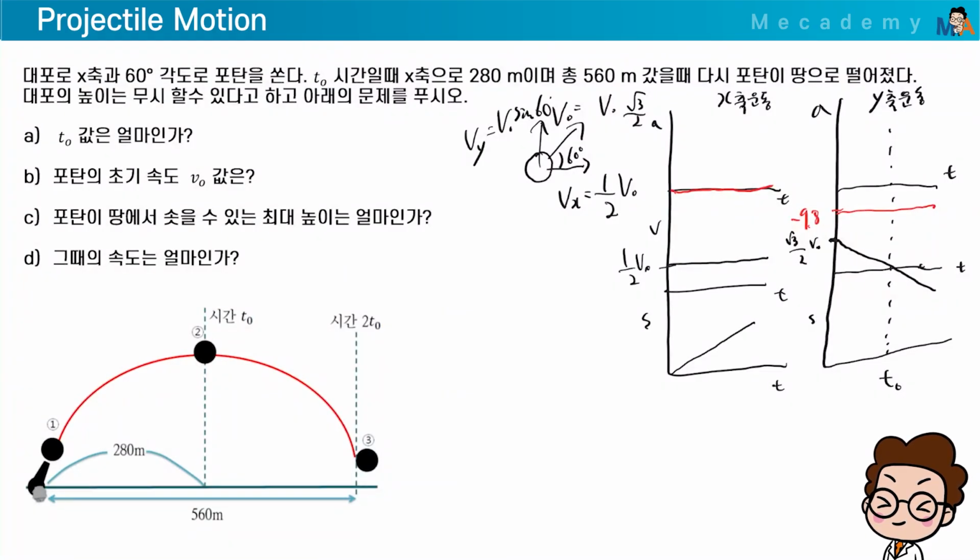Then how does the st graph look? The st graph starts from here since we are ignoring the initial height of the projectile, goes up to the peak height, and at t0 it comes down like this. It reaches its peak and begins to descend at time t0. Okay? This is how both graphs are drawn. Got it? Since we've drawn both graphs, we can now solve the problem.